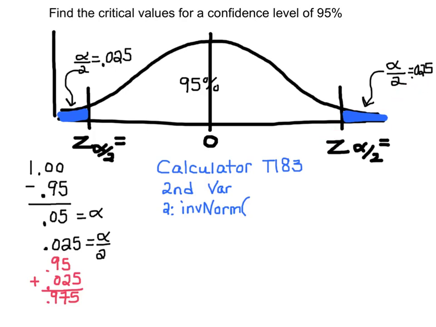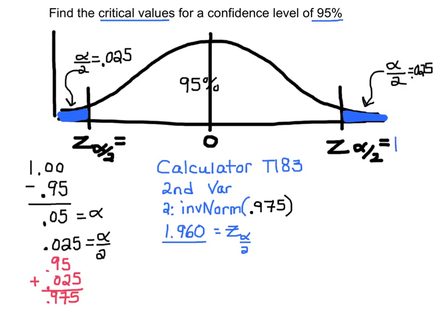So in my calculator, I'm going to enter in 0.975, and then I have to close it. So let me go ahead and do that right now. Enter in 0.975, close it, press enter, and the calculator is going to give me back my z-score, which is 1.960. Okay, that's the z-score. That's the z-score that is z alpha over 2, which is my critical value. That is the critical value that I'm looking for a 95% confidence level.